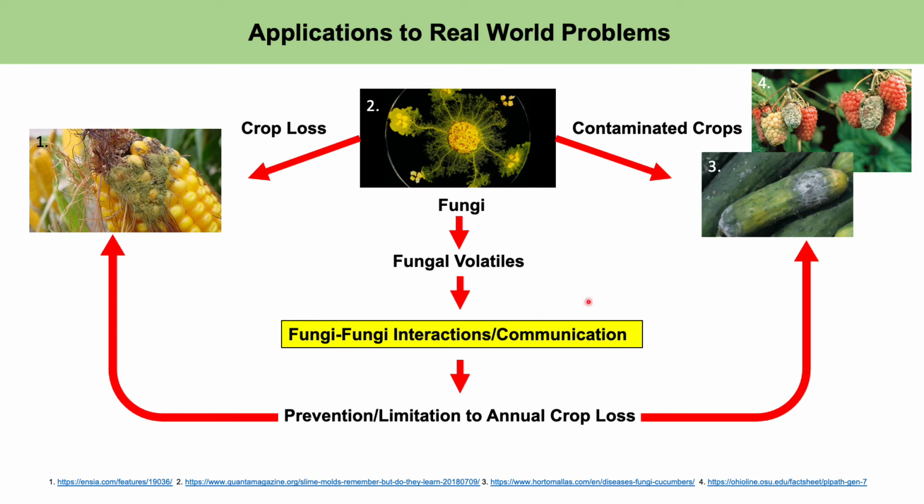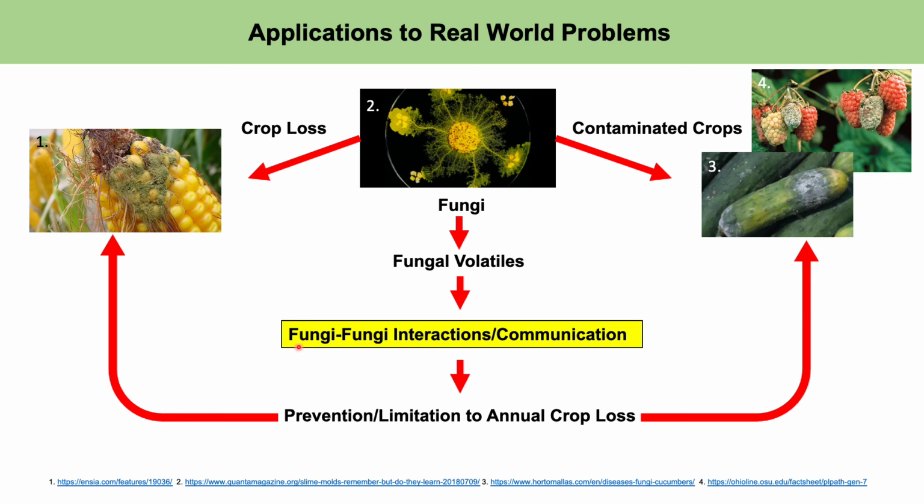And you may wonder why this applies to the real world, and as most of us know, fungi cause crop loss because they contaminate crops, as shown in the images here, that makes them inedible. However, we also know that fungi emit volatiles, and as we learned in chemical ecology, these volatiles can be used for interactions and communications between fungi within each other. And so this is essentially what my study focused on.